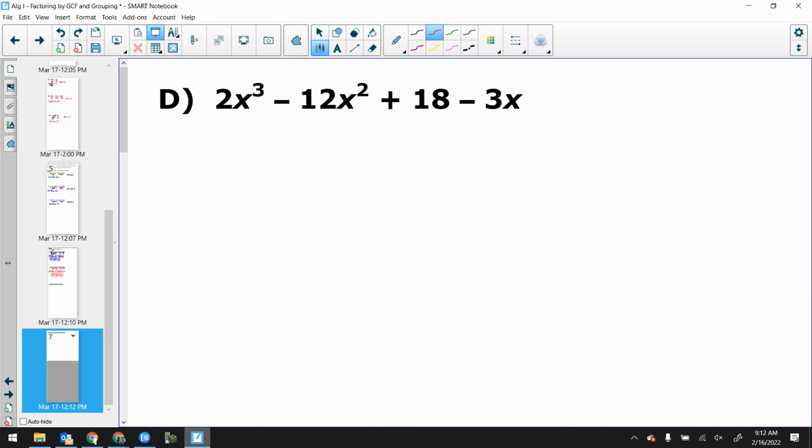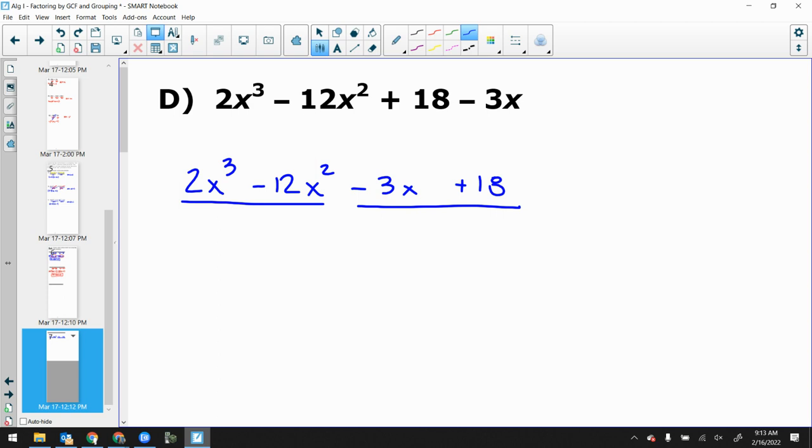So what's not in standard form about this? I see the 2x to the third. I see a minus 12x squared up. The 3x should come first. And that's a minus 3x plus 18. So first thing first, reorder it. You got to reorder it. Second thing, factor by grouping. What's my GCF of my first two terms? 2x to the second.